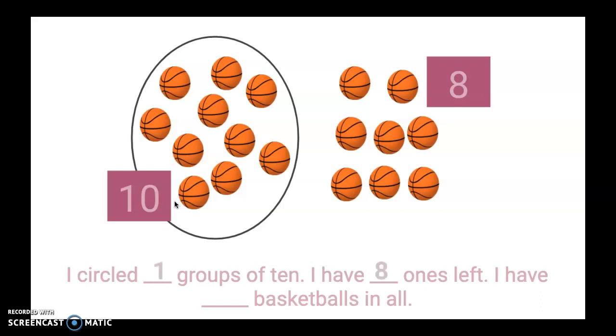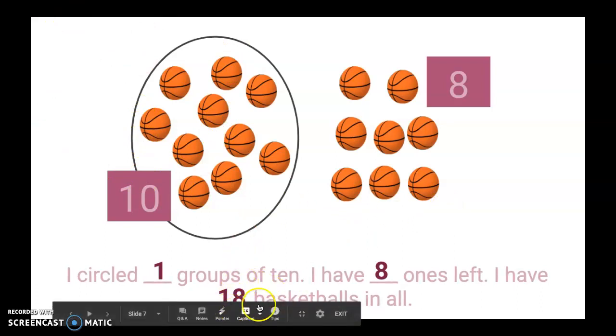That's right. I have one group of 10 and 8 ones left. That means I have 18 basketballs in all. So one set of 10 and 8 ones is the number 18.